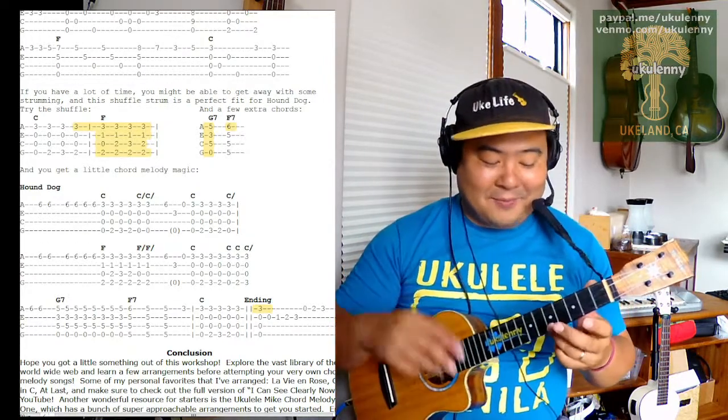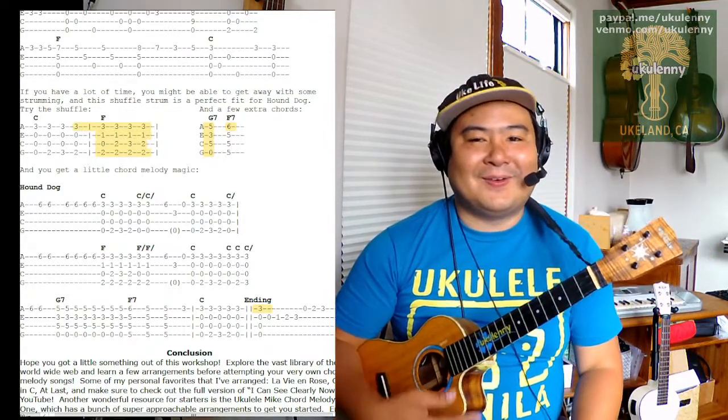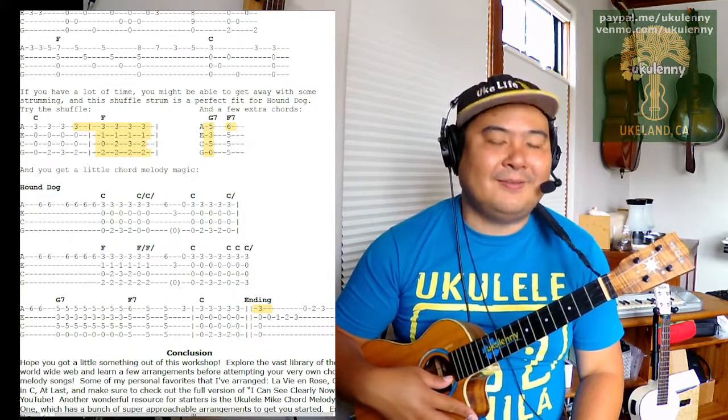And you could end, if you want, with the 5 too. All right, here's Hound Dog. We'll take it nice and slow. 1, 2, 3, and go.